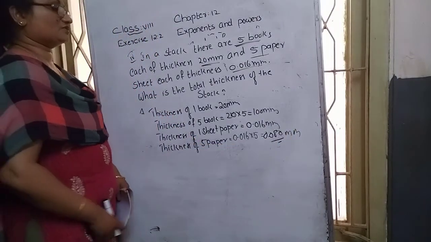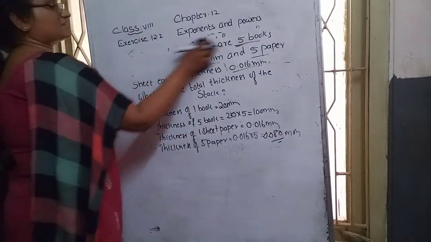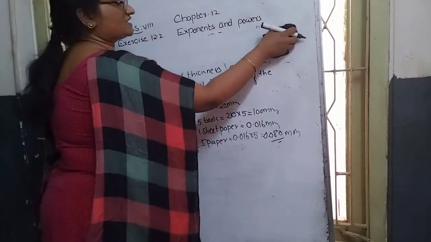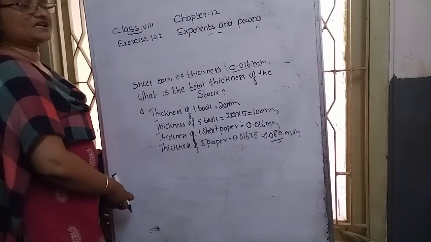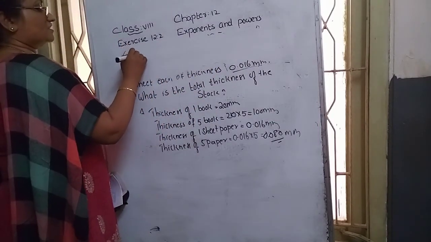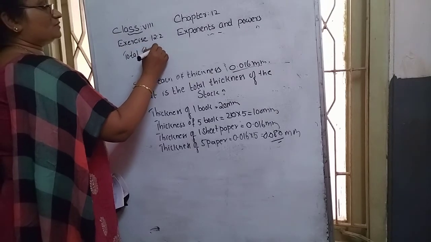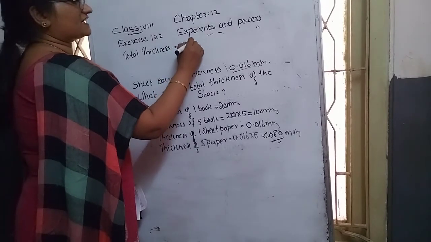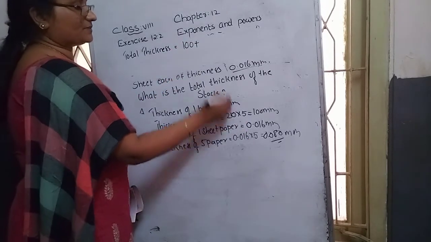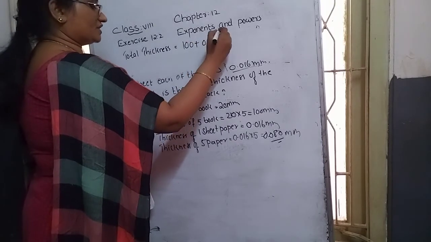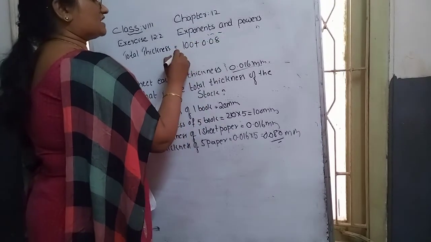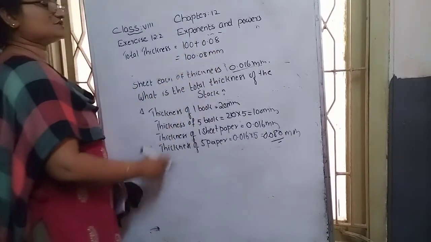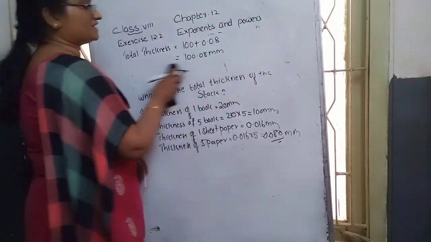Then the total thickness of the stack is asked. Total means the 5 books' thickness is added to the 5 papers' thickness. The 5 books' thickness is 100, added with the 5 papers' thickness, 0.088. So how much will it come to? 100.08 millimeter. How to express it in the form of power notation?